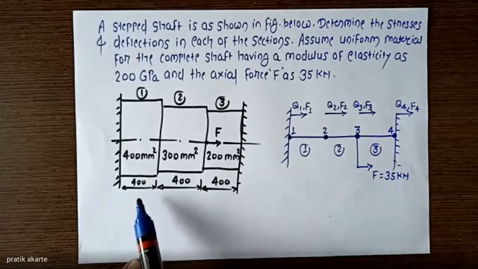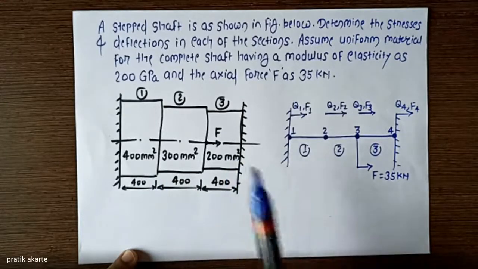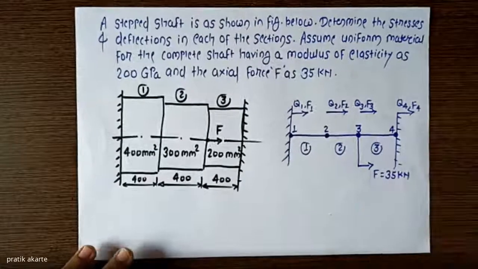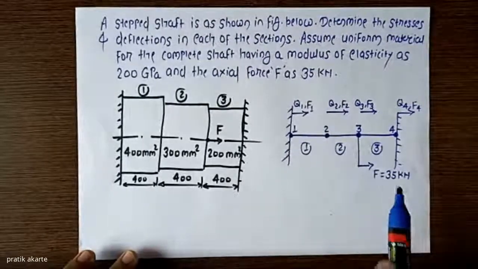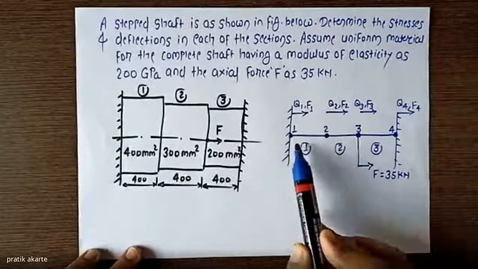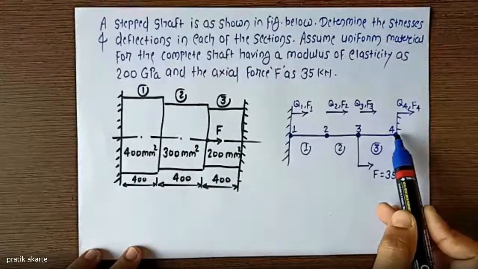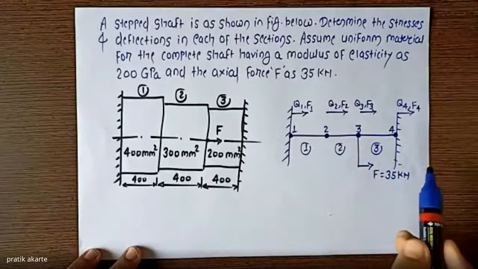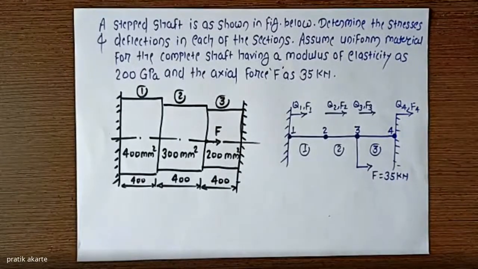They have given, as usual, the cross-sectional area, lengths, forces, and along with the modulus of elasticities. I have drawn the finite element model. Now you are familiar with this. We have four nodes, 1, 2, 3, 4, and instead of applying force at the end node, they have applied it at node number 3, having magnitude 35 kilonewton. So let us start this problem.